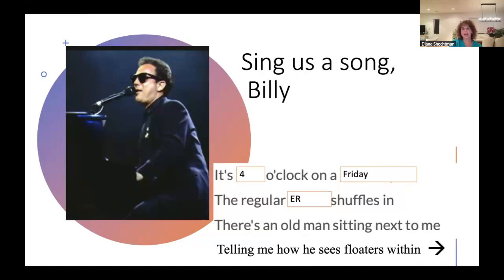So it's 4 o'clock on a Friday. The regular ER shuffles in. I did this for you, Joe. I know you're a Billy Joel fan. There's an old man sitting next to me telling me how he sees his floaters within. That's pretty good.